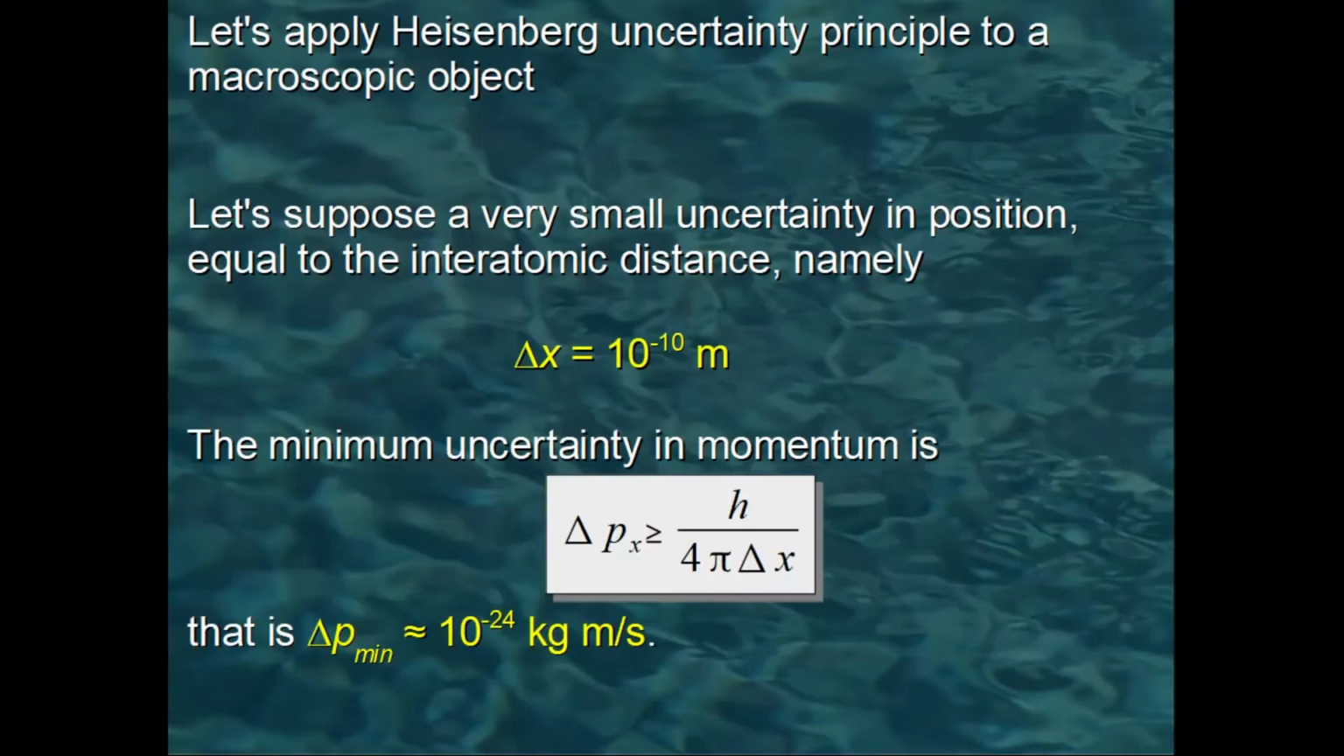Let's try to apply Heisenberg's uncertainty principle to a macroscopic object. Let's suppose that the uncertainty in the position of the object is very small, equal to the interatomic distance, namely delta x equal to 10^-10 meters. By using Heisenberg's formula, we can calculate the minimum uncertainty in momentum, which becomes 10^-24 kilograms meter per second.